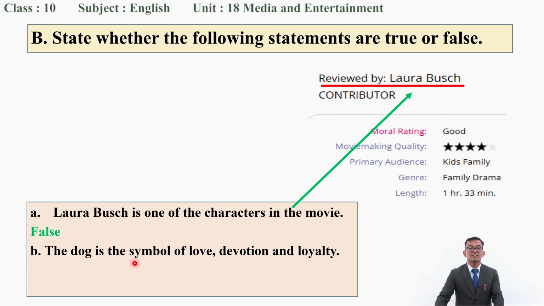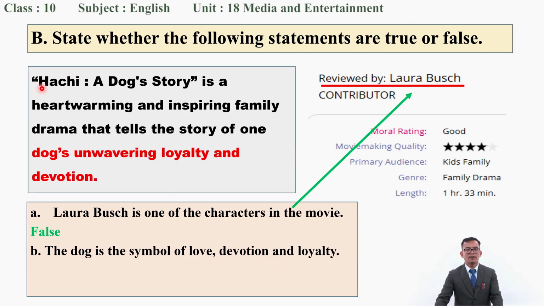The dog is the symbol of love, devotion, and loyalty. You can go to the text. You'll find it somewhere. Read for me. Good. Hachi, a Dog's Tale, is a heartwarming and inspiring family drama that tells the story of one dog's unwavering loyalty and devotion. Unwavering loyalty and devotion. The dog is the symbol of love, devotion, and loyalty. So what is the statement? You're right again. This is true.